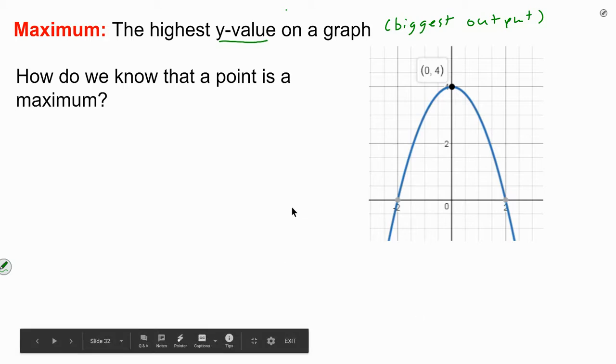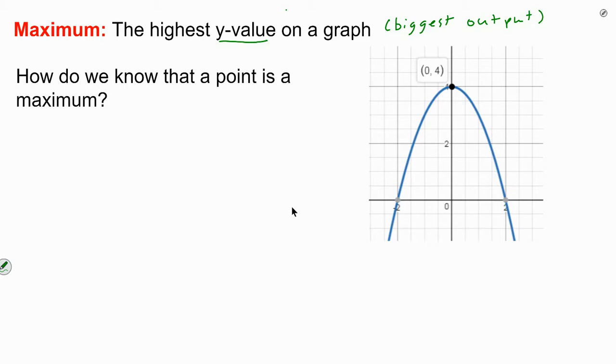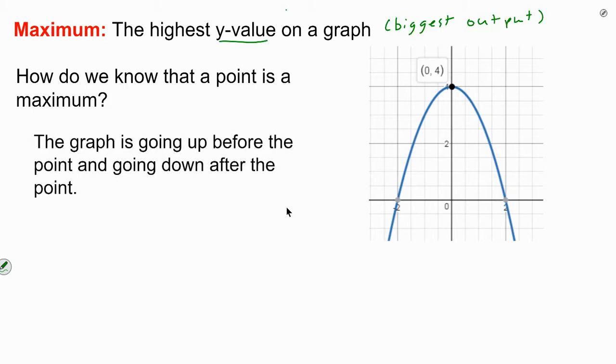Now, the question becomes, how do we know it's a maximum? There are some things you can do in calculus to look at this, but since this video is meant for Algebra 1, we're just going to use it as a turning point. I used that in the previous video. So we look at the graph, and if it's going up before the point and then going down afterwards, it's a maximum. So I refer to this as a turning point. If you see that it's at the top, that's then a maximum.